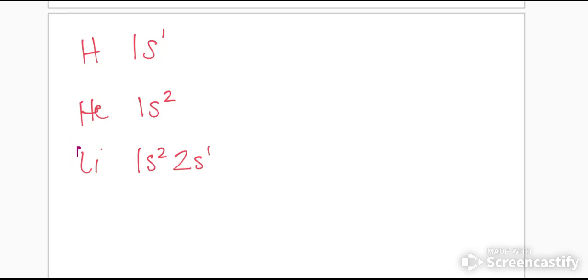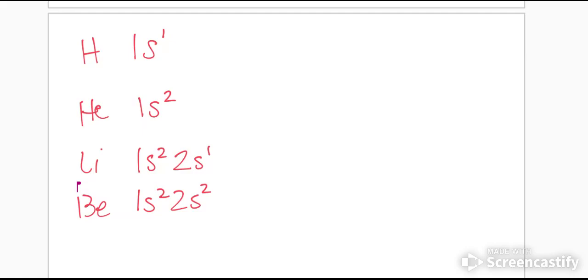So Be, atomic number 4. This time we're going to have 1s2, 2s2, because it's the second one in that second row of the S block. There's 2 electrons in that second S. Okay? So that sphere within a sphere, they each have 2. Okay?